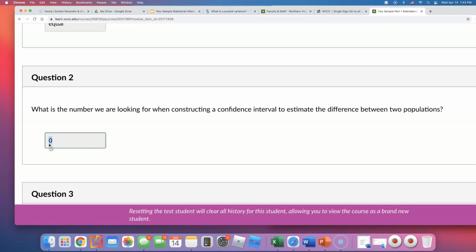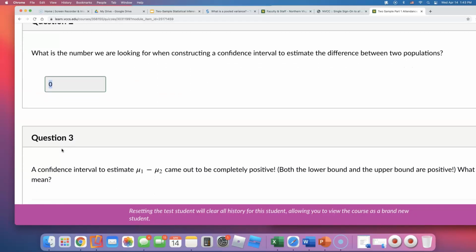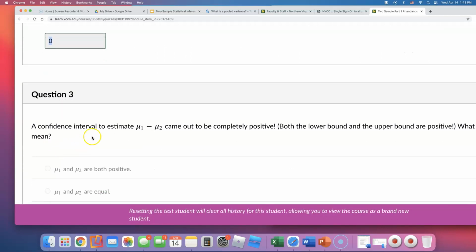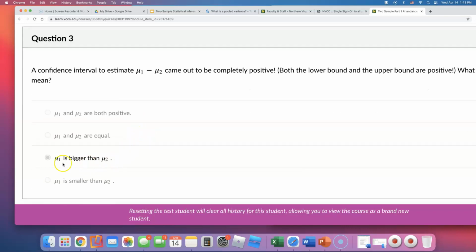Okay, but if they are the same, it's going to have a 0 in it. Okay, question number 3, I'm asking you this. A confidence interval to estimate mu1 minus mu2 came out completely positive. What does that mean? When you do a subtraction and the answer comes out to be positive, that means the number you subtracted from was bigger. So guess what we know? Mu1 must be bigger. So you click on mu1 is bigger than mu2.